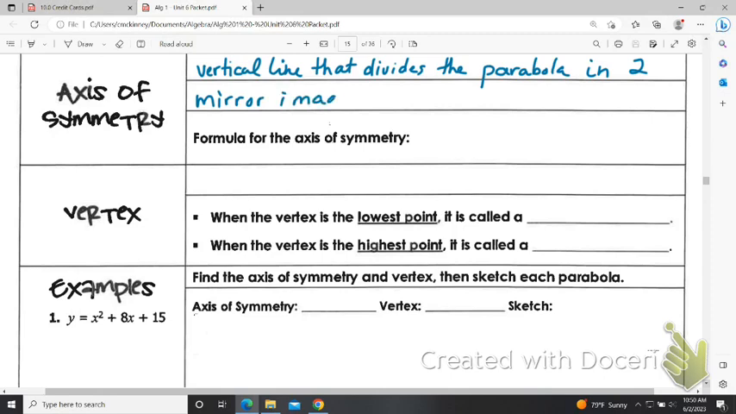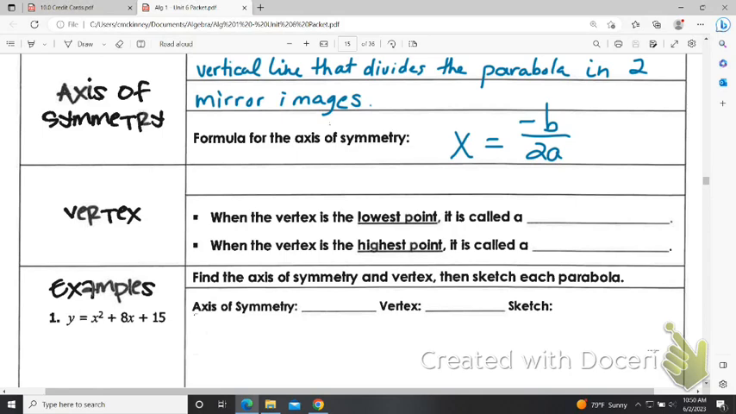If when you were a kid you ever created Valentines with hearts and you folded paper in half and then you cut your heart and then you opened it up, your heart may not have been perfect, but the two sides were mirror images of each other. It was symmetrical. So that fold would have been the axis of symmetry. There's a formula for the axis of symmetry. That formula is x equals negative b over 2a. Remember, it is a vertical line. Not a coincidence, that looks like part of the quadratic formula.